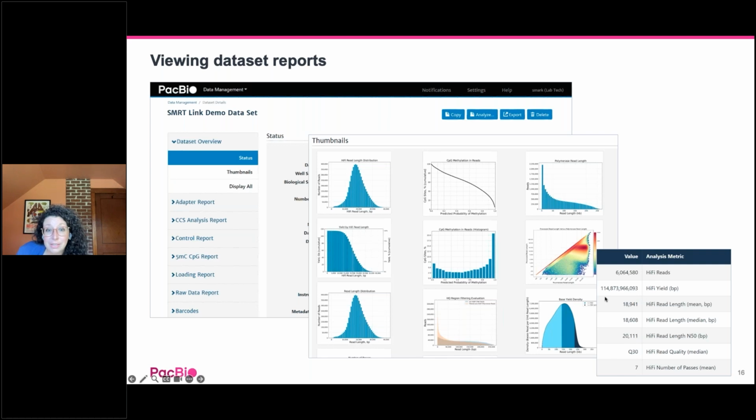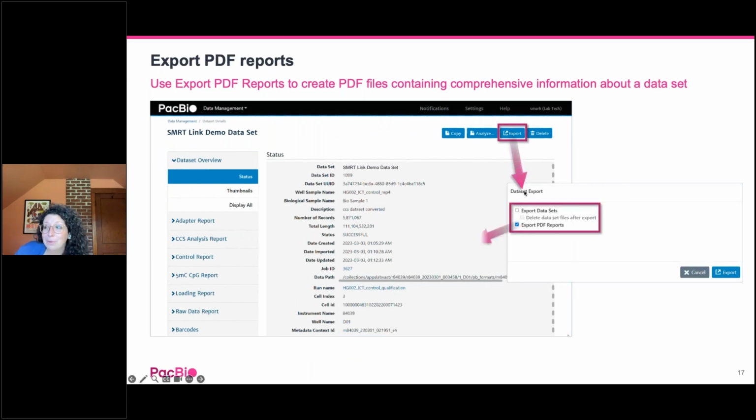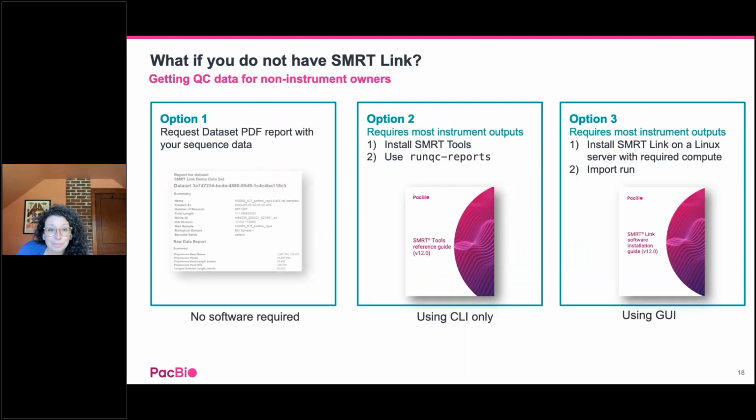And so this is called your data set report. You'll see these figures again, as Nancy will bring them up. And you can actually export this as a PDF. Here's an example of how you do it. You export, check the box for export PDF reports. You don't need to include the data set, and then you're going to get this downloadable PDF. So you want to make sure your pop-up blockers aren't preventing that.